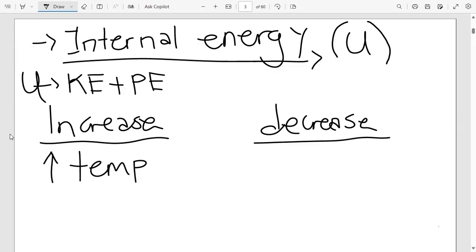What else? When you do work on a system, you're also going to increase the internal energy of that system. For example, if you're compressing a gas, you are doing work on that system such that you are going to increase the internal energy of that system.